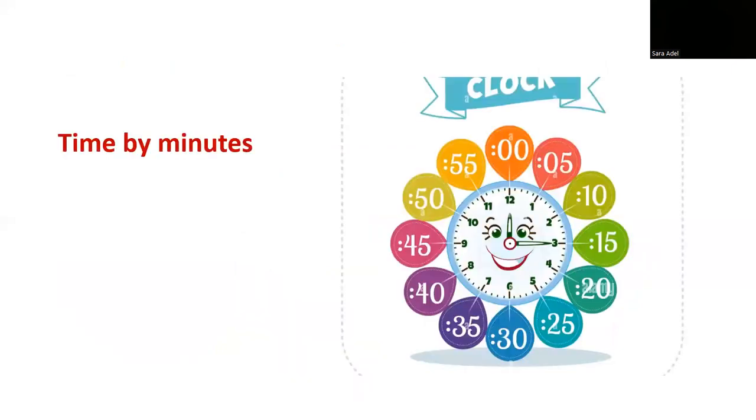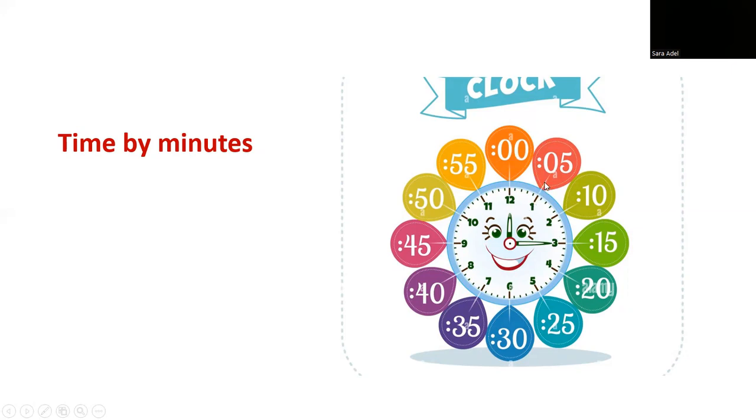We take the time. Any hour has 60 minutes. Between 1 and 2, 60 minutes, and between 2 and 3, 60 minutes. This is the time by minutes. When it stands at 12, it will be 0 minutes.